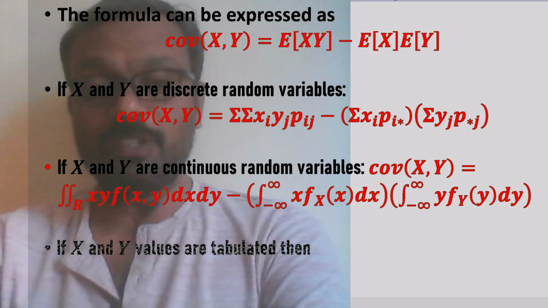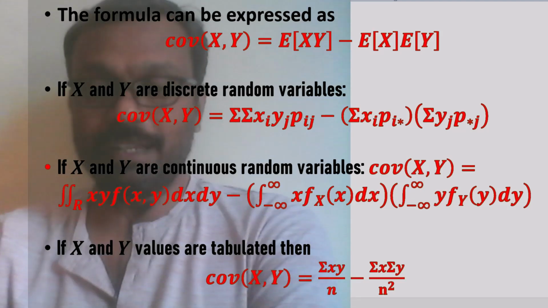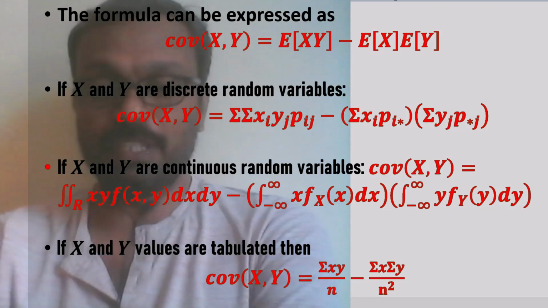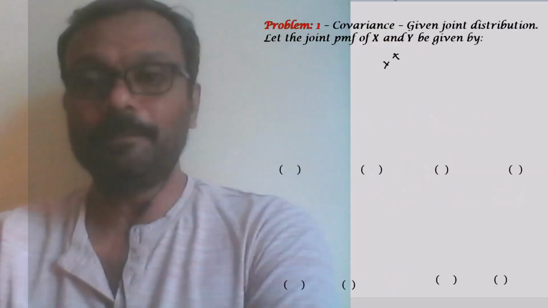Instead, when the values of x and y are tabulated, we know the expectation of x is nothing but the weighted average, so it's nothing but the average. Take the product xy, compute the average, so sigma xy by n. Expectation of x is nothing but the arithmetic mean of x, that is the average value of x, sigma x by n, and the expectation of y is sigma y by n. So it is sigma x into sigma y by n squared. So this is the case when the values are tabulated.